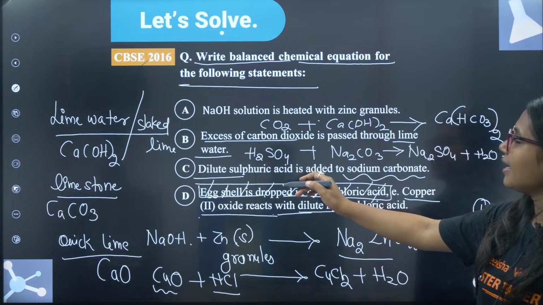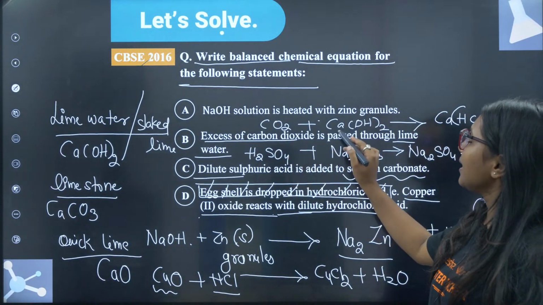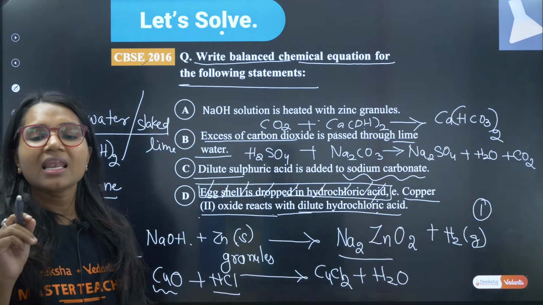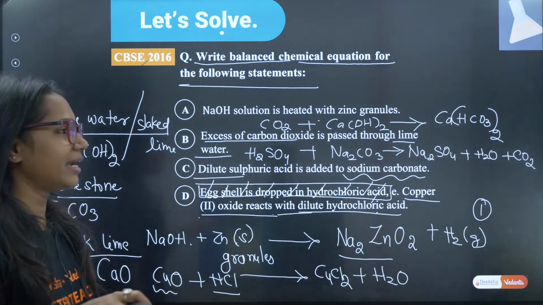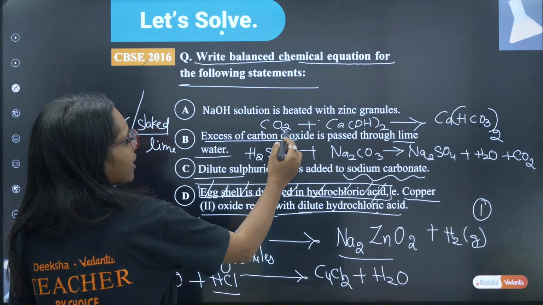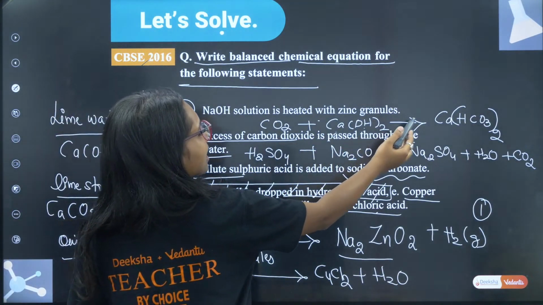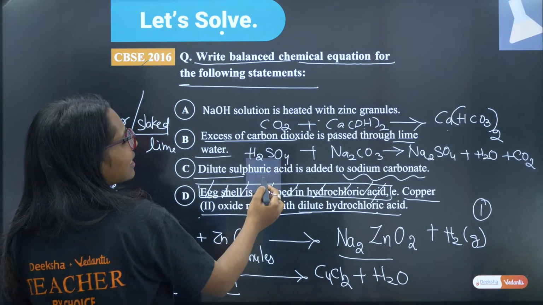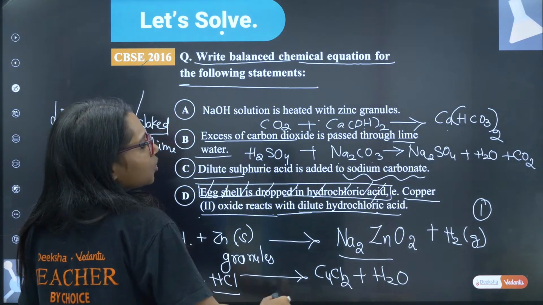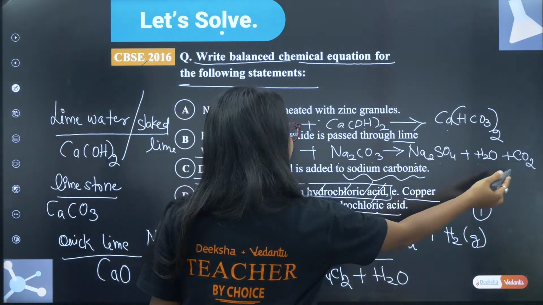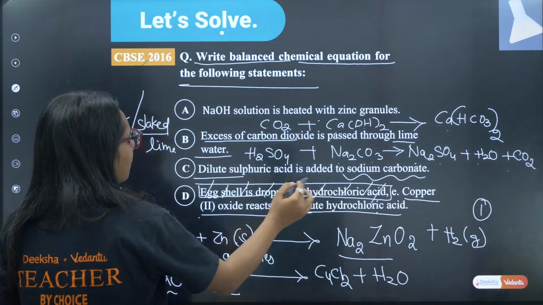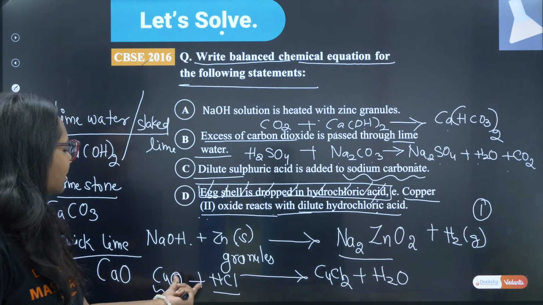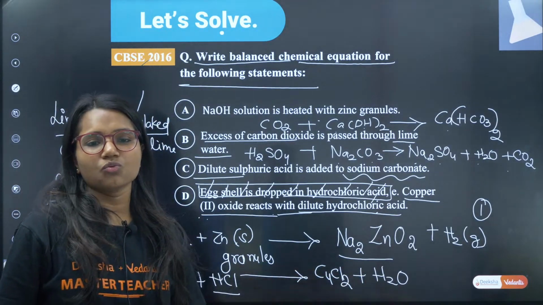Okay. Second is excess of carbon dioxide in lime water. What is the formula for lime water? Lime water is calcium hydroxide, right? So CO2 plus calcium hydroxide, you will get calcium carbonate. Correct? Dilute sulfuric acid added to sodium carbonate, you got Na2SO4, water plus CO2. Correct? Copper oxide. Metal oxides are basic in nature. Metal oxide plus HCl, you get salt plus water.